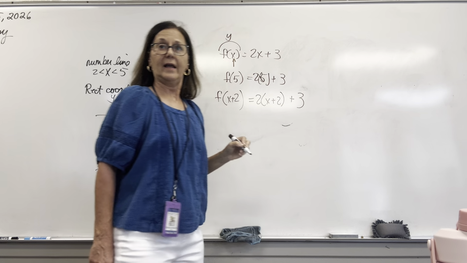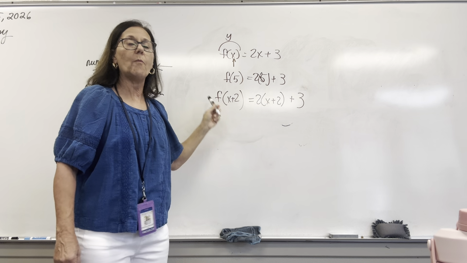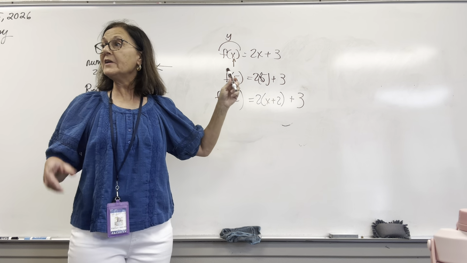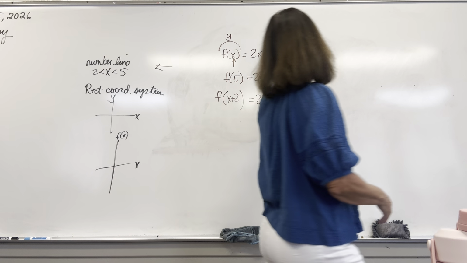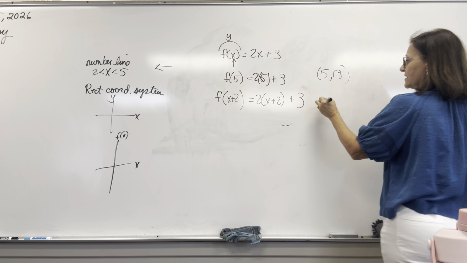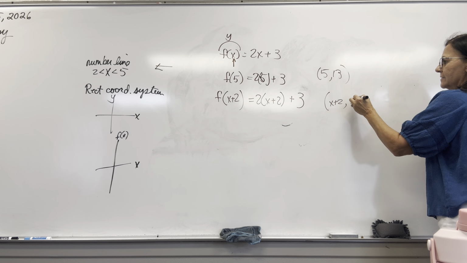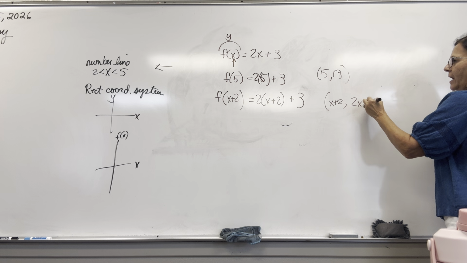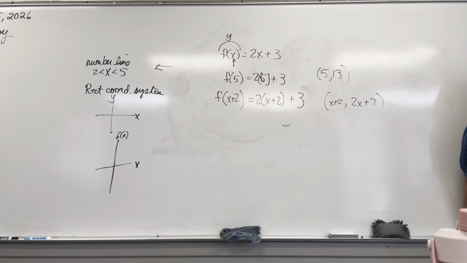And simplify. It wants to know what is your output. It's going to give me coordinate pairs. This one's going to be what? 5, 13. This one's going to be x plus 2, comma, 2x plus 7. I mean, it literally is going to give me xy coordinate pairs. Make sense?